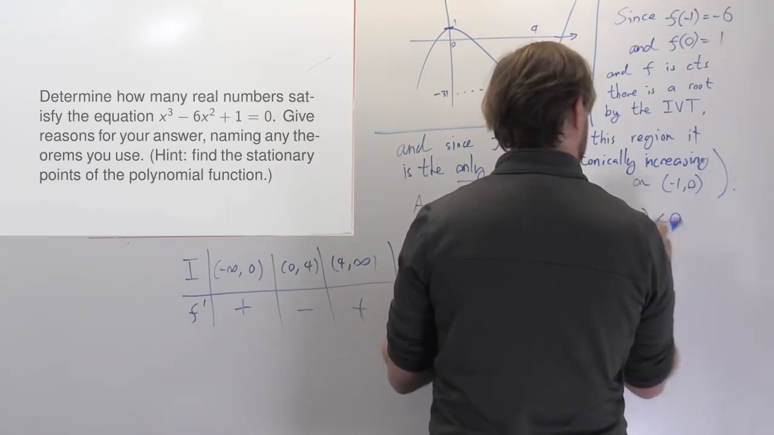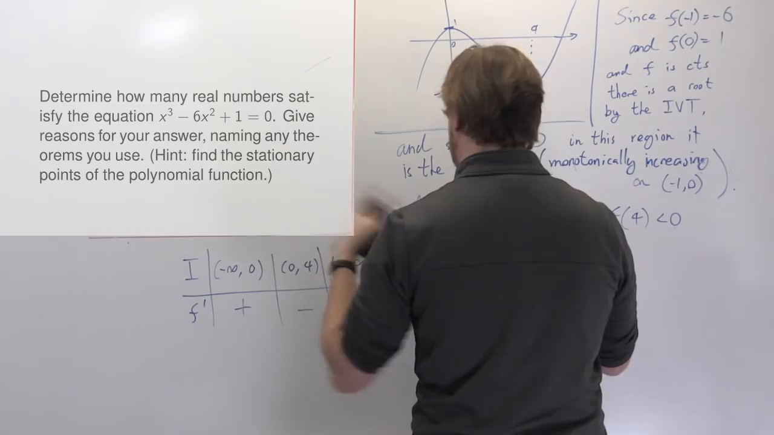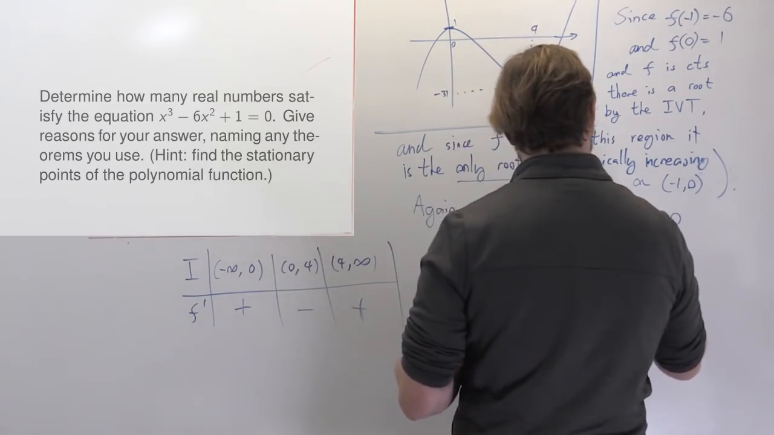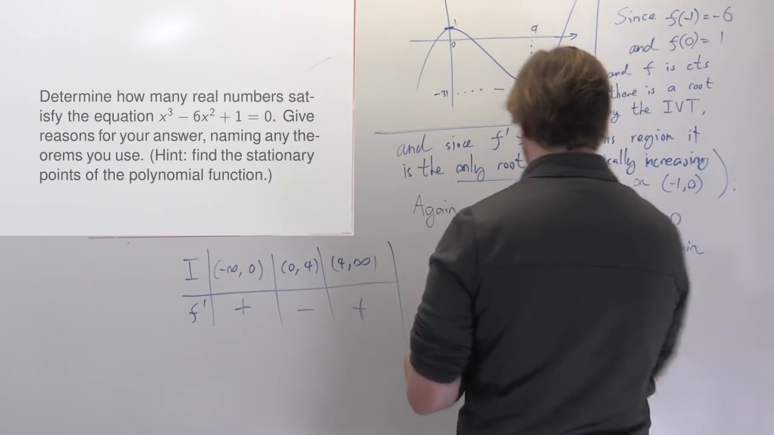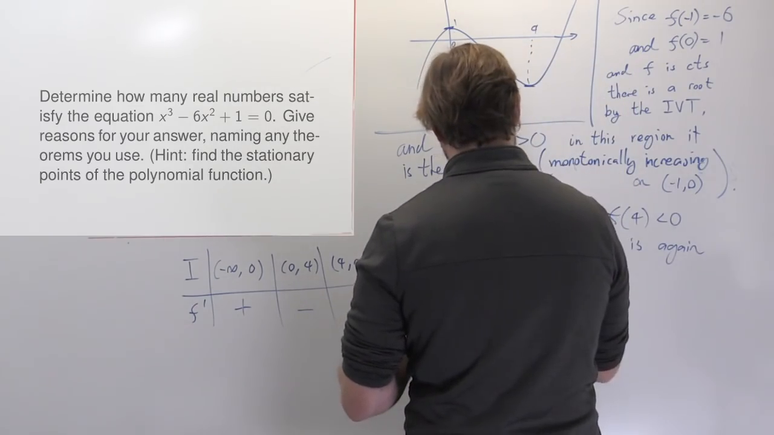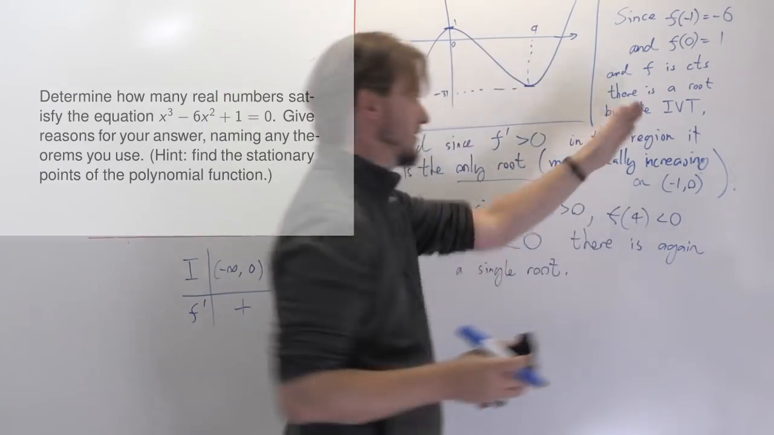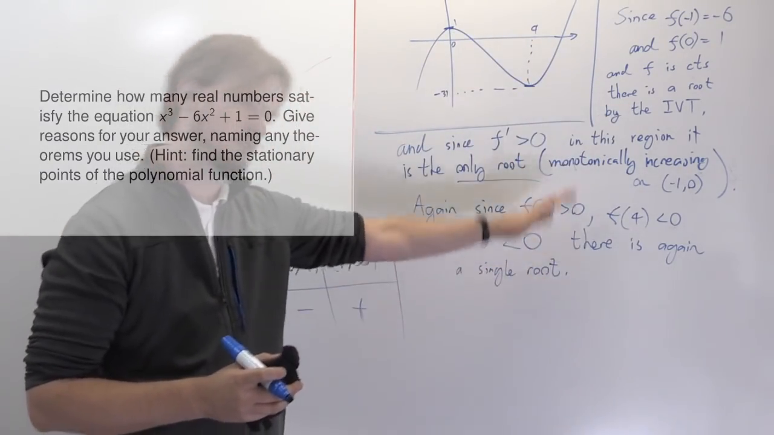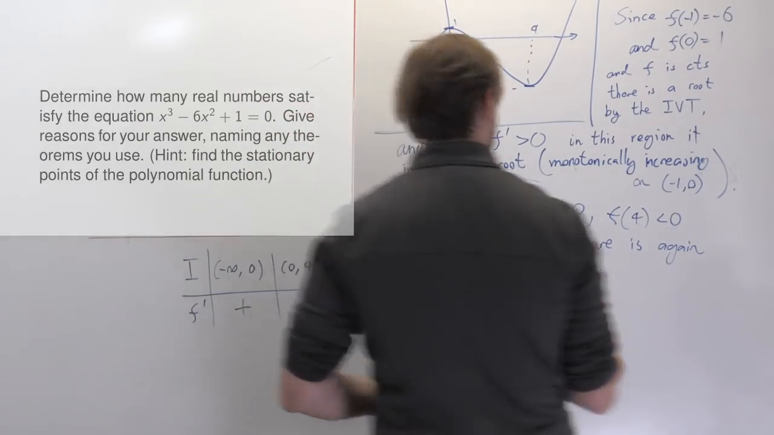Right, so yeah, there is a change in signs in that range, and you can actually see that the derivative is negative. It's always going down. There is again a single root. I won't repeat the reasons. The reasons were given here by IVT and the monotonic. This is the same reasons, just one of the derivatives. The derivative is a different sign.